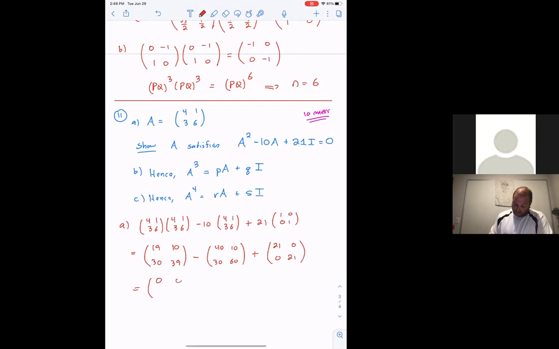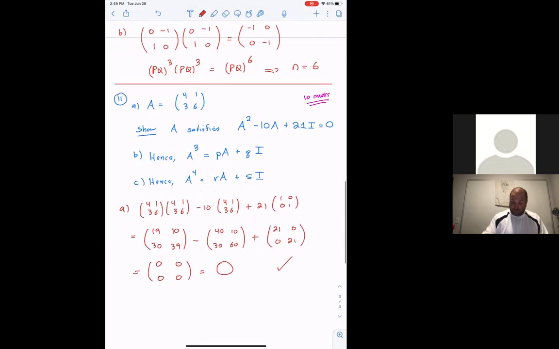10 minus 10 plus 0 is 0. 30 minus 0 plus 0 is 0. 39 minus 60 is negative 21 plus 21 is 0. So yes, this is in fact equal to the 0 matrix. Not the 0 number, but the 0 matrix, which is the matrix all of whose elements are themselves 0.